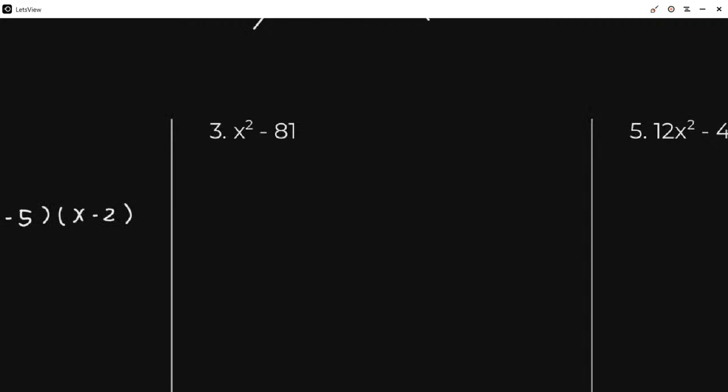Okay, next we have x squared minus 81. So whenever there are two terms, that's usually going to be a difference of two squares. If it helps, you can write what a and b are. So a is going to be the square root of the first term, so the square root of x squared is x, and b will be the square root of the second term, and the square root of 81 is 9. So this would be x plus 9 times x minus 9. And this is by using dots.